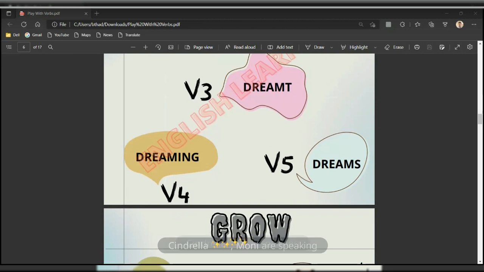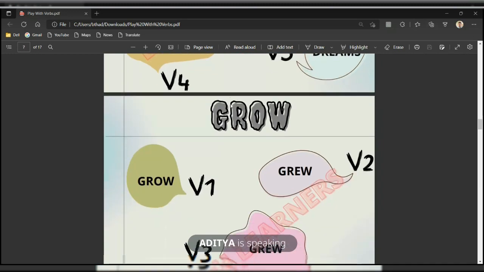Ram always dreams about Sita. Wow, great example, really. Even though I haven't any idea about dreams, you gave a very good example. Okay. Now coming to the crew.